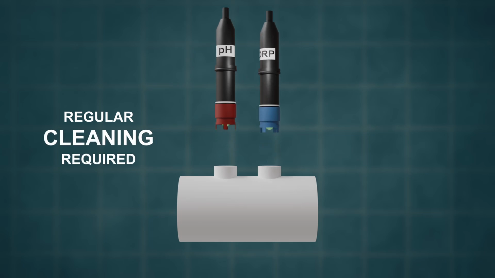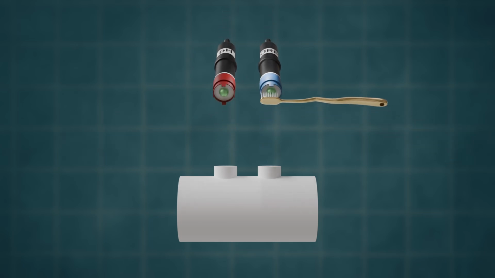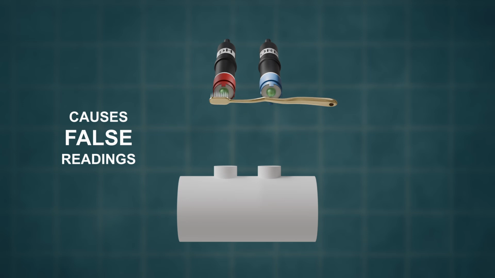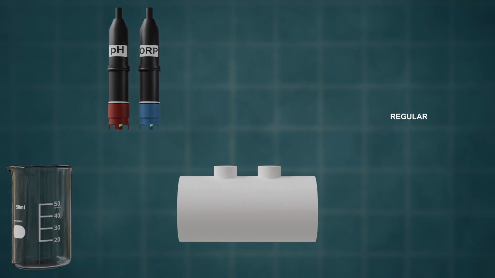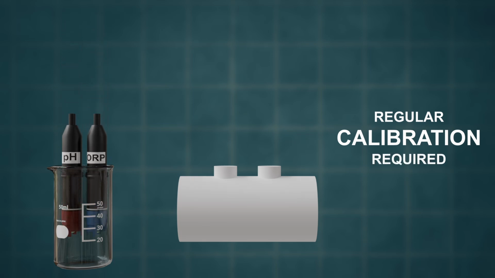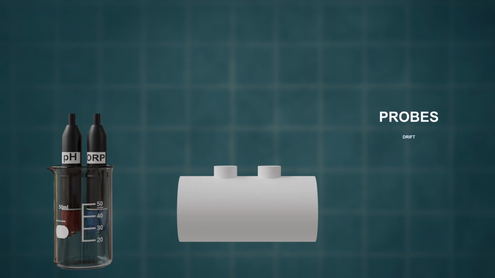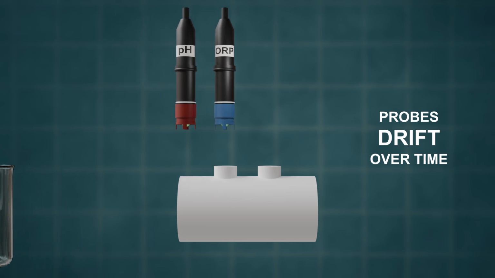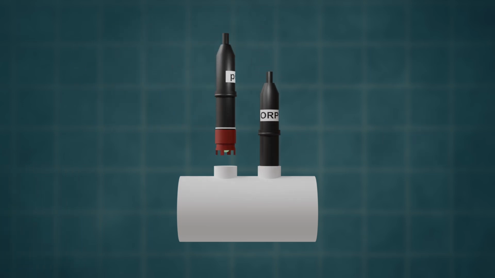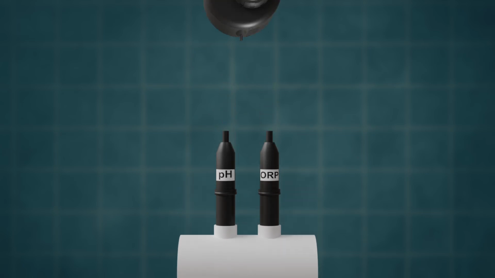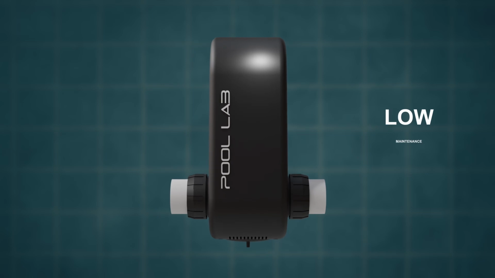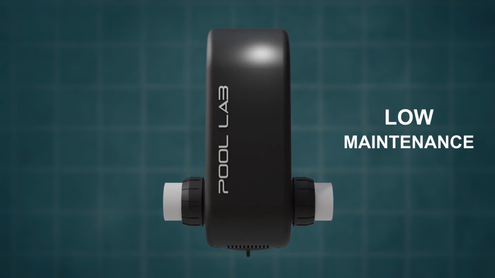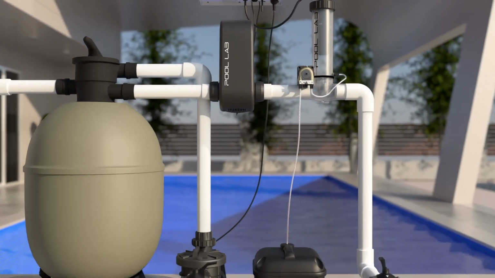ORP and pH probes require regular cleaning, removing the probes from their housing, then brushing and soaking them in a cleaning solution. Failure to keep the probes clean will cause false readings. ORP and pH probes also require regular calibration, which involves placing them in a calibration solution and following a procedure for adjusting the probe values. Probe readings drift over time, which is why regular calibration is required. Pool Lab requires no calibration because it completes an auto-calibration prior to each test. In addition, Pool Lab's photometer requires no cleaning or maintenance.